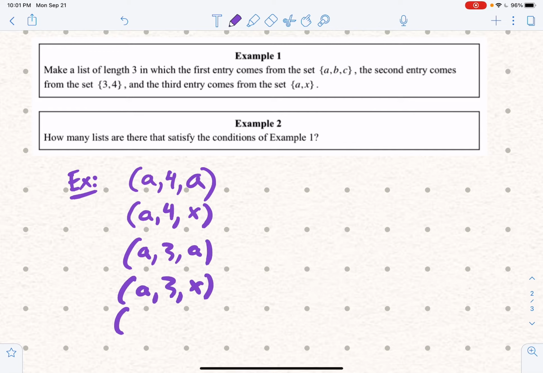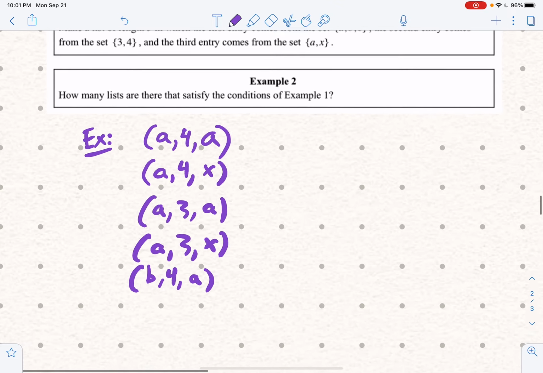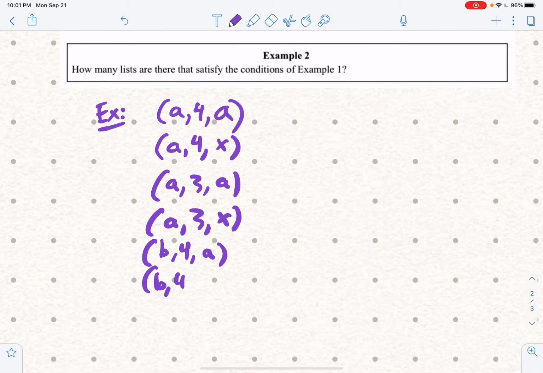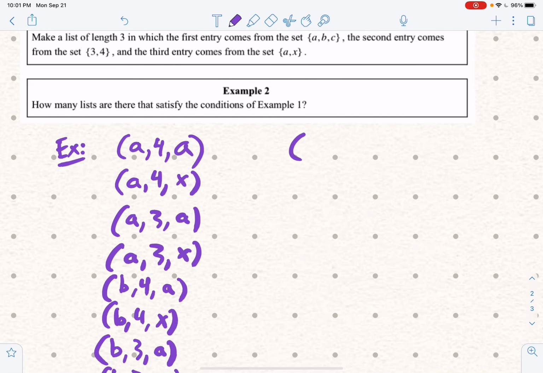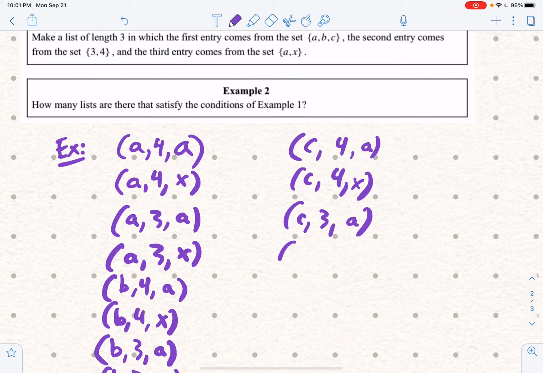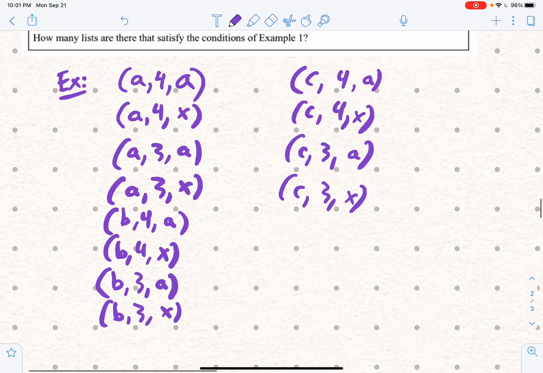We have B4A, and B4X. We have B3A, and B3X. And then we have, let me see, yes, the ones with C in them. We have C4A, C4X, and we have C3A, and we have C3X. And if I've kept track correctly here, this is all of them.